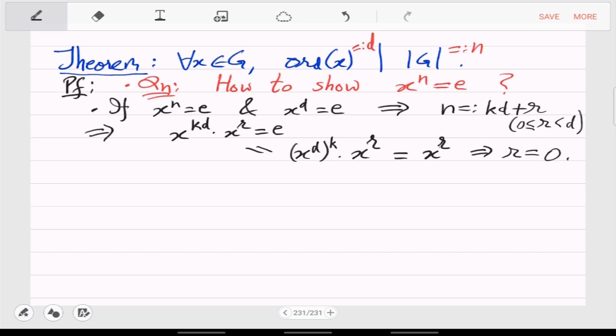Okay, so when you divide n by d, the remainder is implied to be 0 because d was the smallest number, the order, which always exists. Okay, so that's the proof that d divides n. Is this clear?